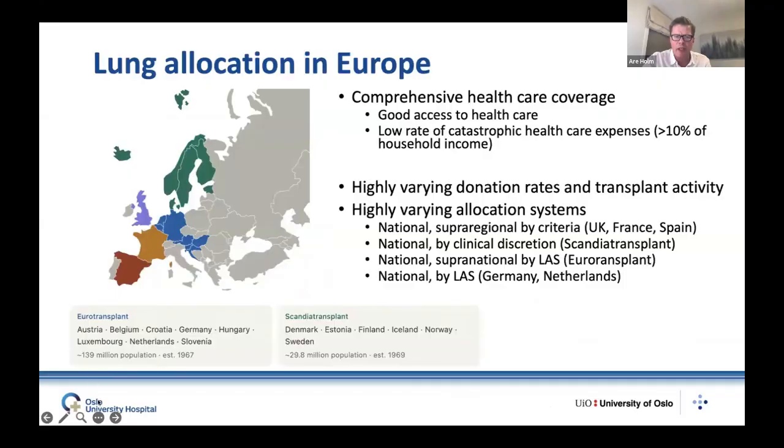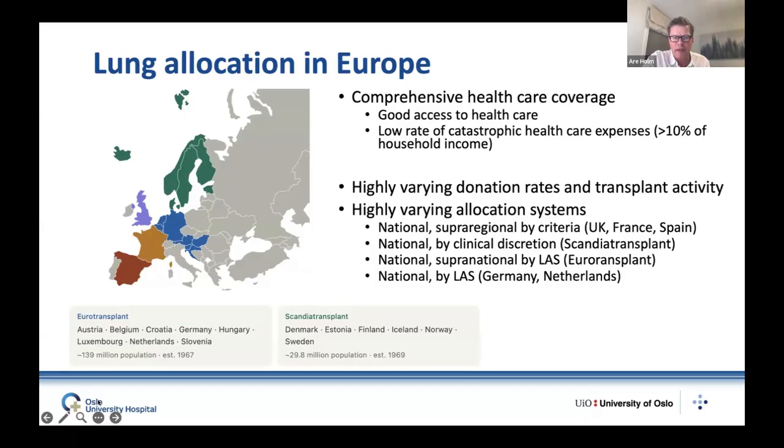Most European countries, and at least those in Western Europe, have comprehensive healthcare coverage, which means good access to healthcare for everyone. And one measure of that is that there is a very low rate of what people call catastrophic healthcare expenses, which means an event that would cost you more than 10% of household income.